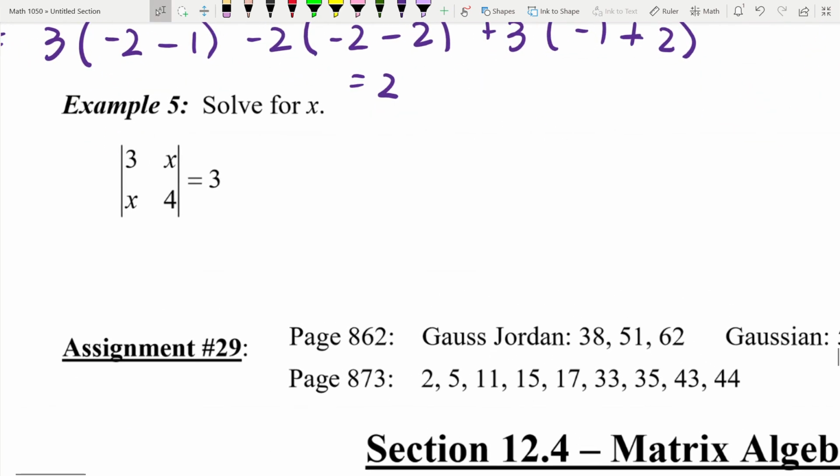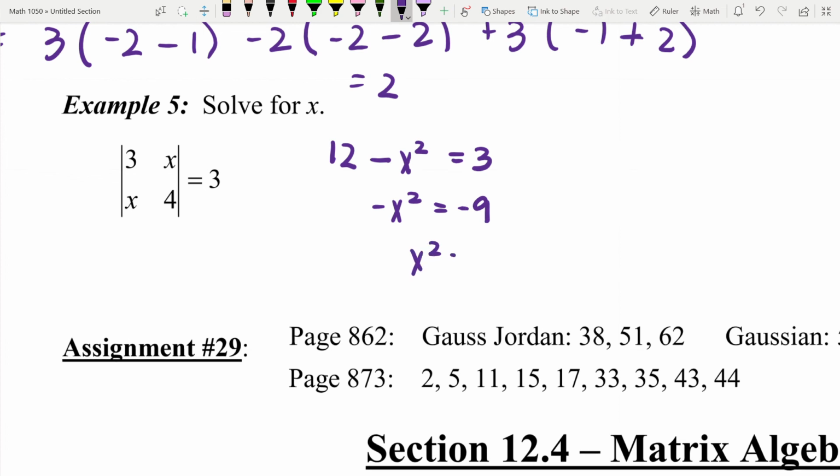Okay, example 5 and then we're done. Okay? That's a determinant, and the determinant is equal to 3. So just evaluate the determinant. So go 4 times 3 is 12, minus x times x is x squared, is equal to 3. Pull your 12 over. Negative x squared equals negative 9. Change your signs. X squared equals 9. Square root. X equals plus or minus 3. Done.